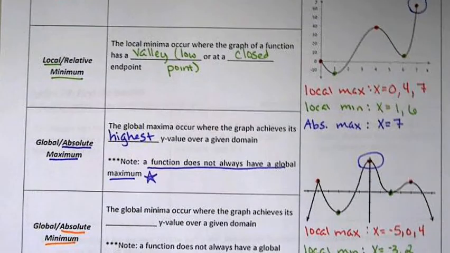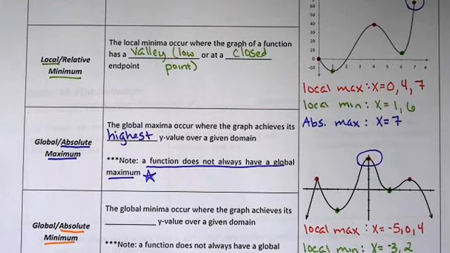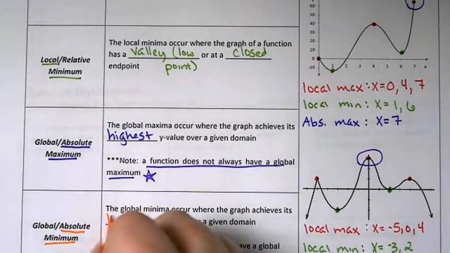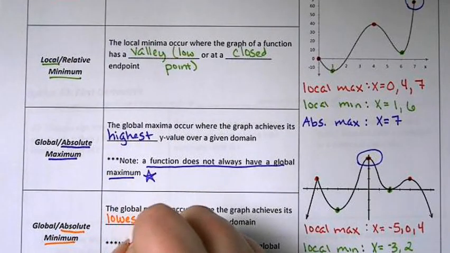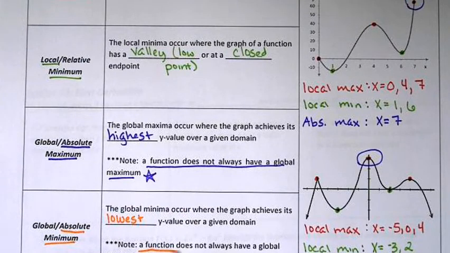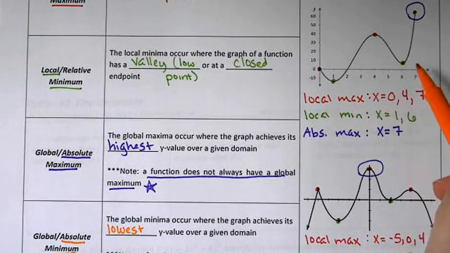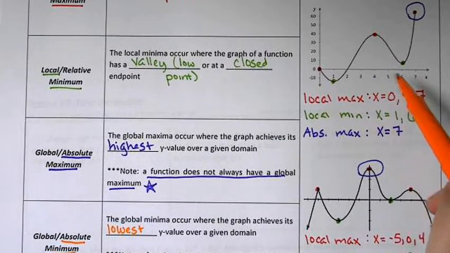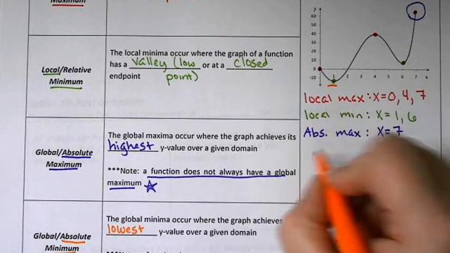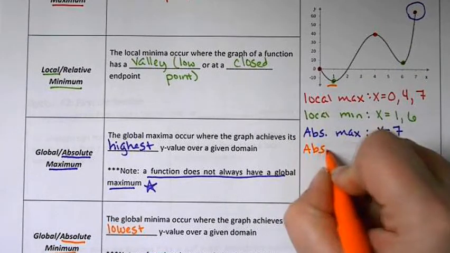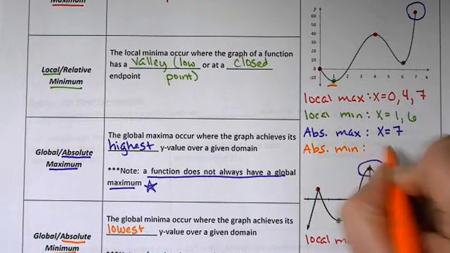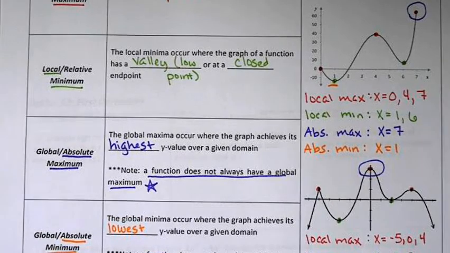All right, so global minima occur when the graph achieves its lowest y values. And again, it's important to note that they do not always have global minimums, just like they don't always have global maximums. So taking a look at our first graph here, we're looking for the absolute lowest y value, which would be right here at x equals 1. So we'd have an absolute min at x equals 1.